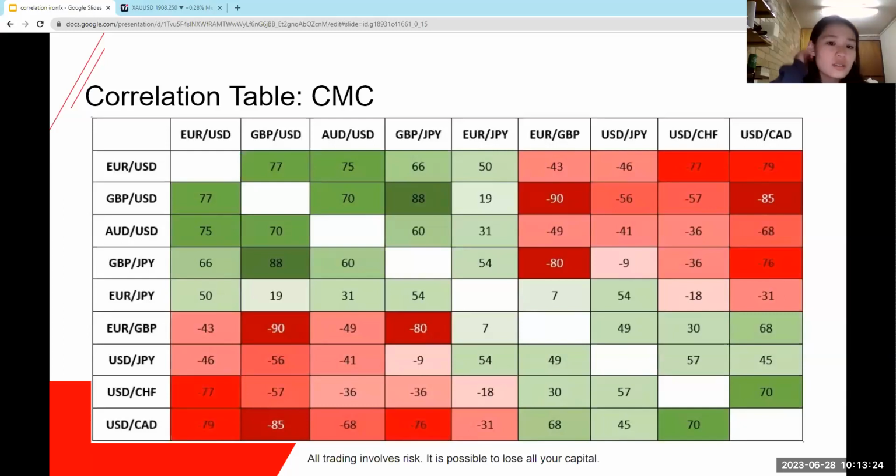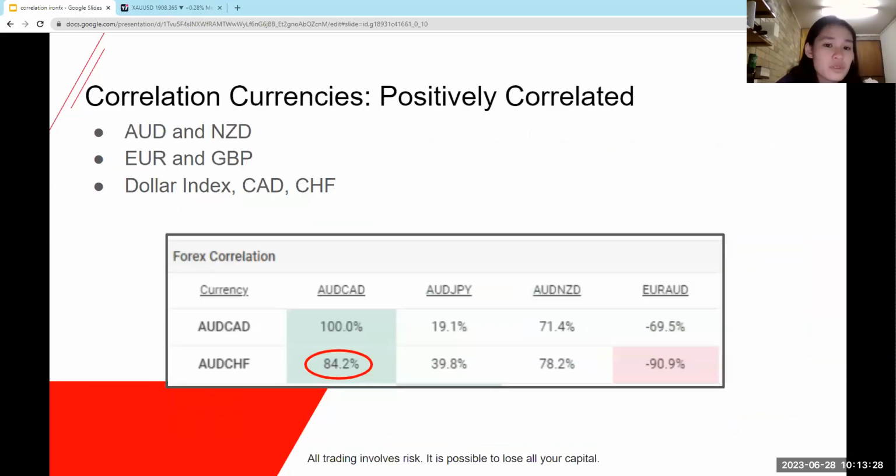Okay, now let's take a look at a couple of examples. So these are our correlation currencies positively correlated. Those typically positively correlated are the Aussie dollar and the Kiwi dollar, followed by the euro and pound, as well as the dollar index, the CAD, and the Swiss franc.